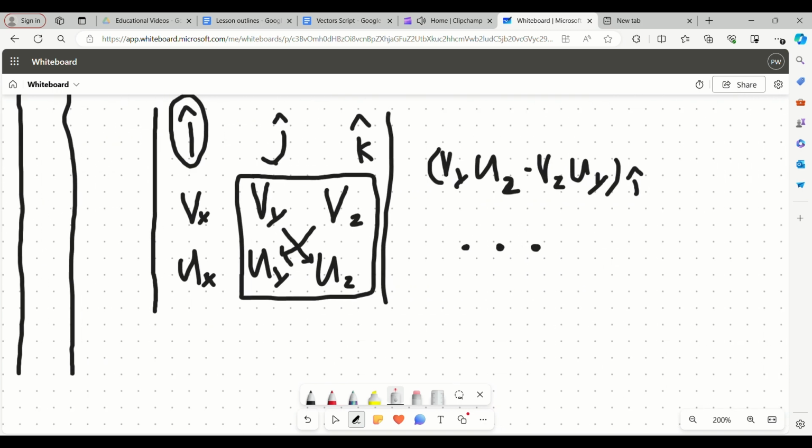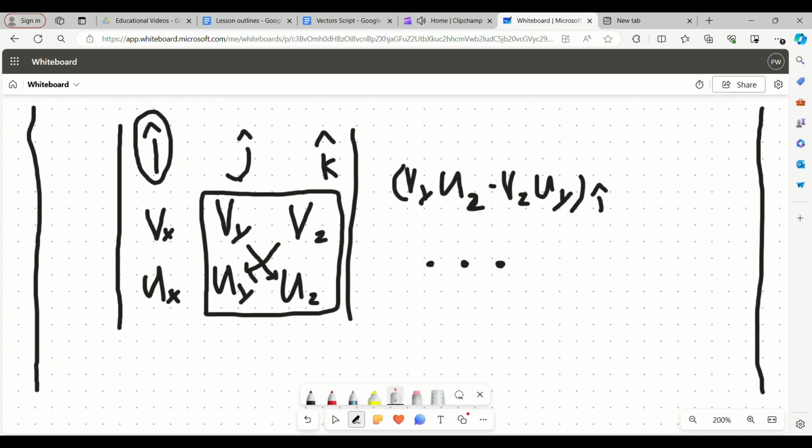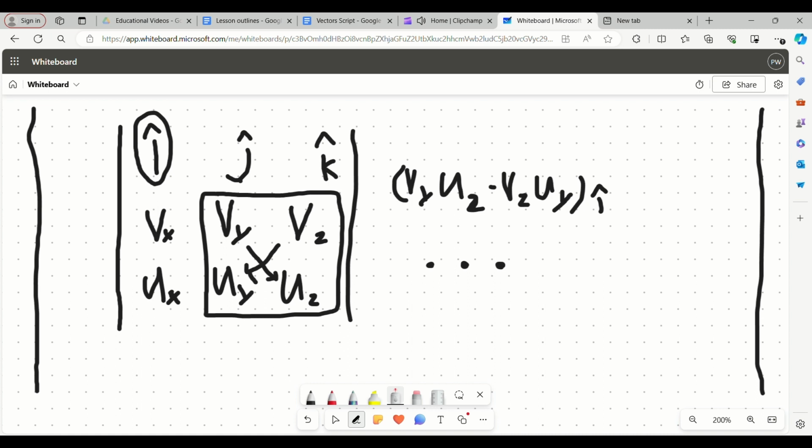Another way is to use a matrix and find the determinant. Make a matrix with the first row as i hat, j hat, k hat, second row as the first vector, and third row as the second vector. For each unit vector, take the determinant of the 2 by 2 matrix that doesn't include them. j hat is negative. If you want a more in-depth understanding, see my linear algebra video.